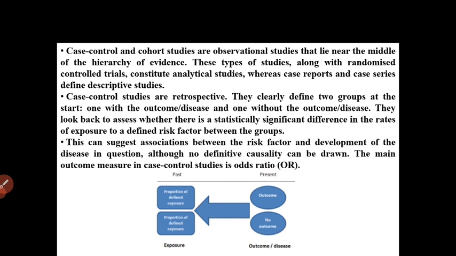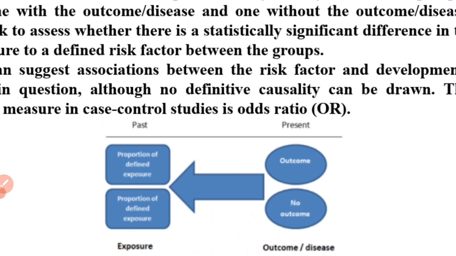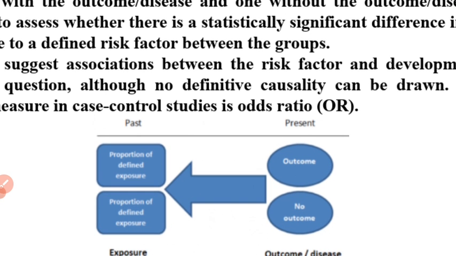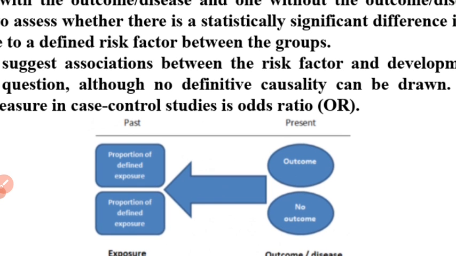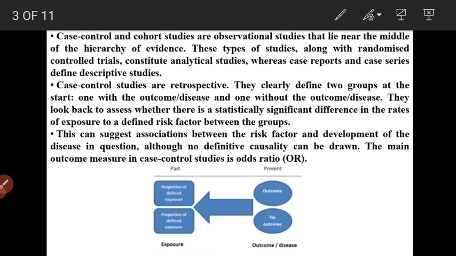See this image. You can see two groups showing past and present, proportion of defined exposure. Fine, this is exposure, one group, and this is outcome or disease. So one will show outcome, one will not show any outcome. It suggests association between the risk factors and development of disease in question, although no definitive causality can be drawn in this.